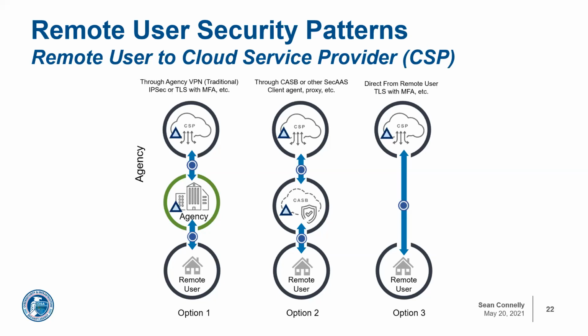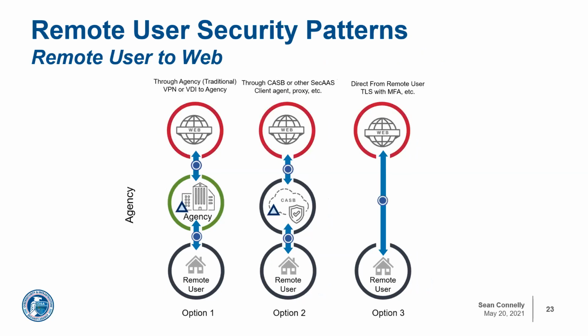In options 1 and 2, you can see where there's possibilities for enforcement multiple layers upon the path. In option 3, there's only a few number of ways we can embed security along the path. Next slide, please. And third one, again, same scenarios, but each of these has different detail about the remote user going to the web itself.